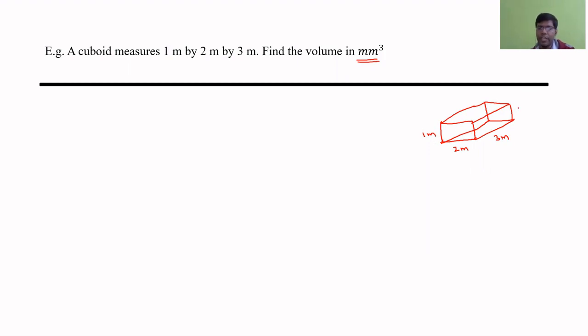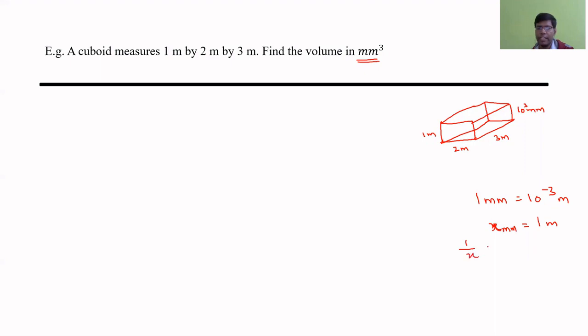So 1 meter I can write as 10 power 3 millimeter, because I know that 1 millimeter is equal to 10 power minus 3 meters. When I have milli as the prefix, I will have 10 power minus 3. So 1 meter will have how many millimeters? Let us take it as x. So this will be x millimeters.